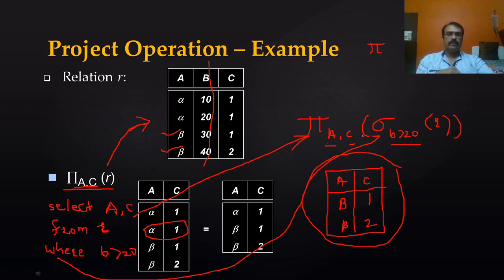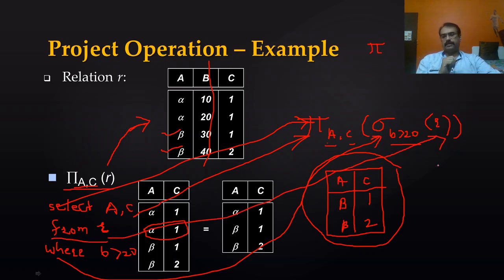Where is equivalent to sigma, select is equivalent to pi, and from will come into the bracket. Okay, so this way we can convert a simple SQL query into a relational algebra expression.